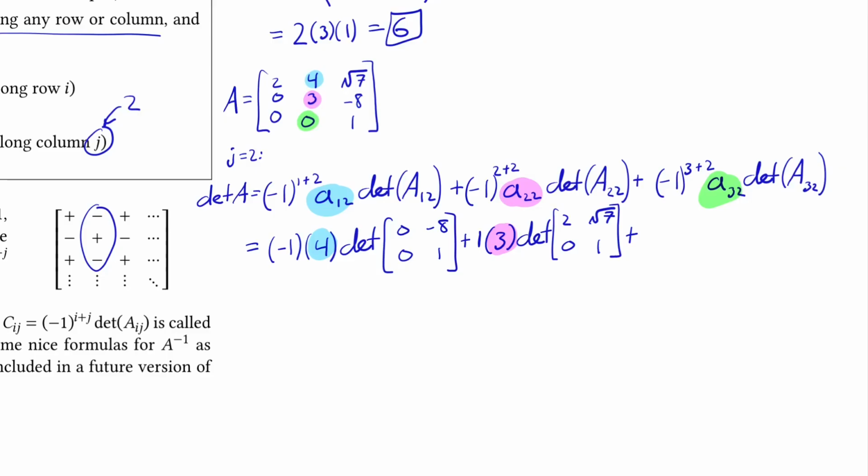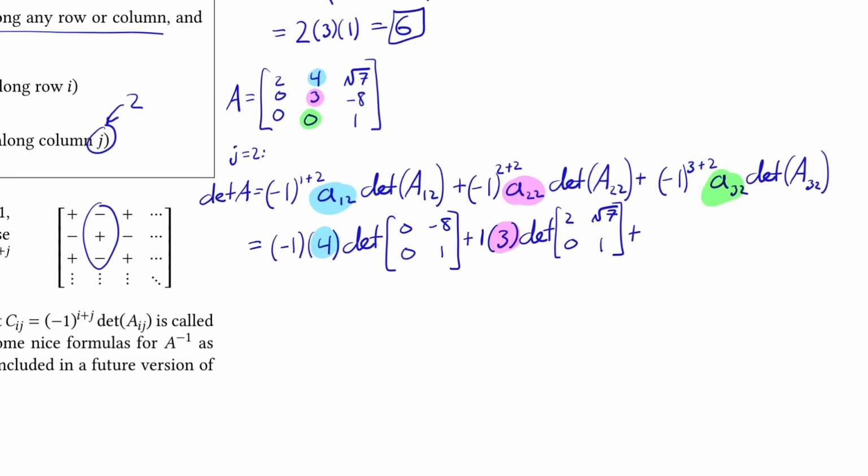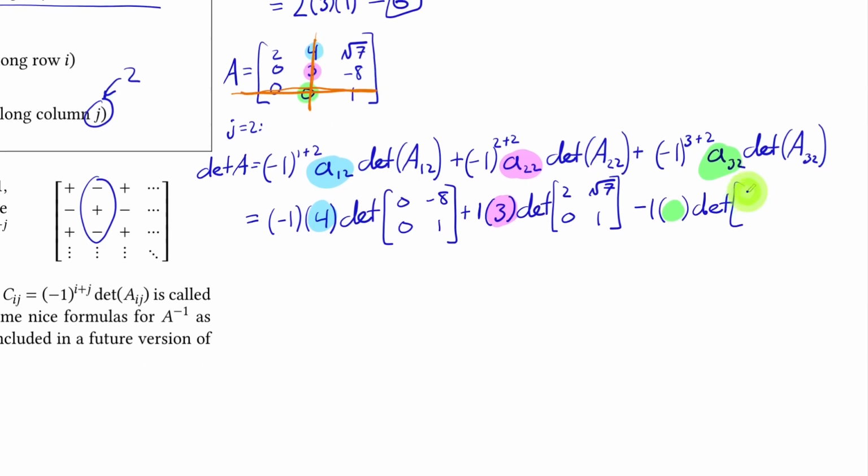And then the next entry down here is going to have a negative 1. A32 is 0. And we would be multiplying that by the determinant of what's left over after crossing out row 3 and column 2. So that would be 2, 0, the square root of 7, and negative 8, like so.